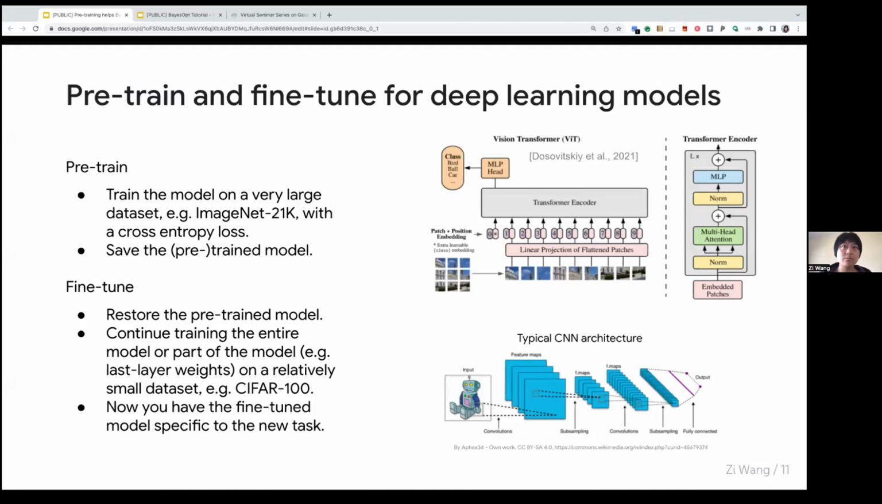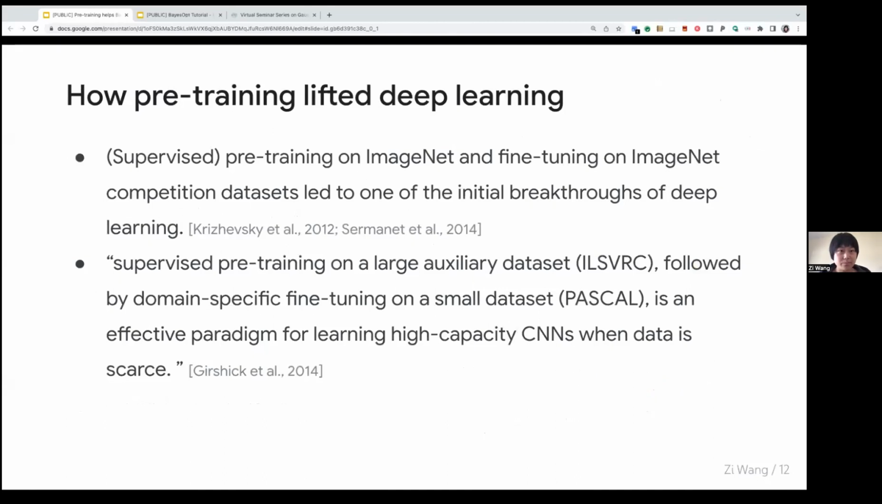And then in fine-tuning, we restore the pre-trained model and continue training the entire model or part of the model. For example, a popular approach is to fine-tune only the head layer. In this case, we're doing this on a relatively small data set, for example CIFAR-100, and then you have the fine-tuned model specifically for CIFAR-100. So pre-training brought a lot of success in deep learning, and specifically we're talking about supervised pre-training for image tasks.